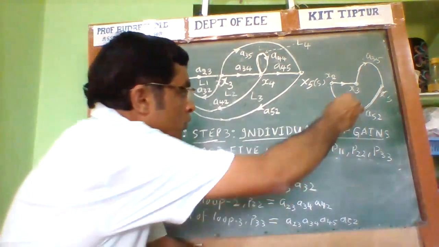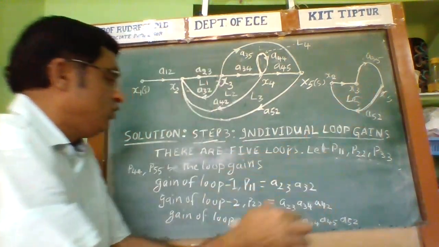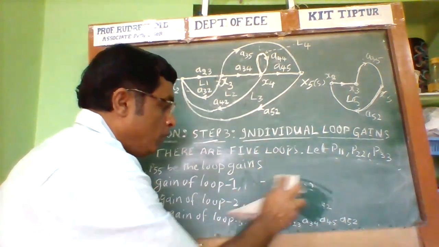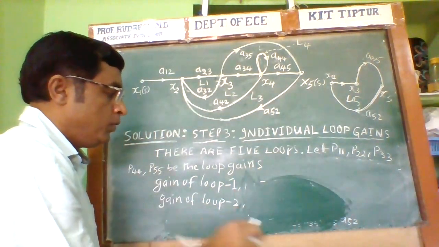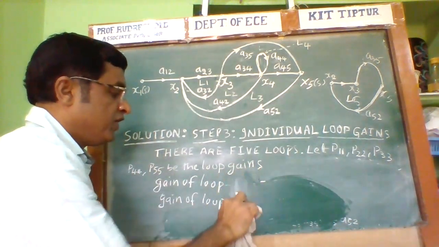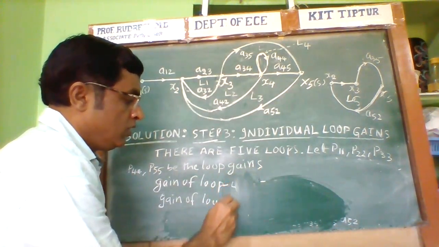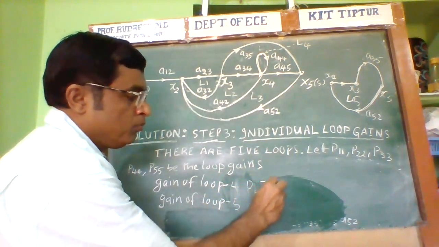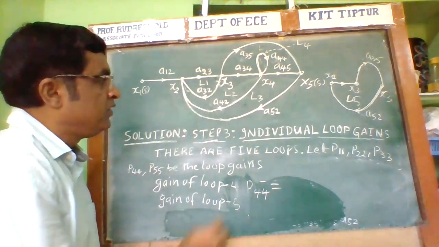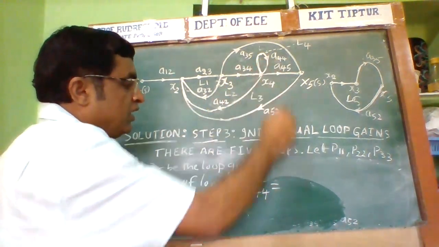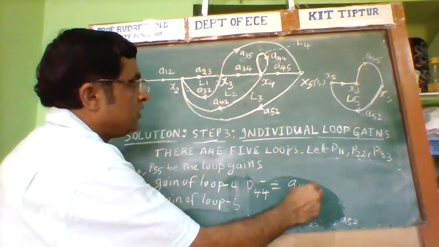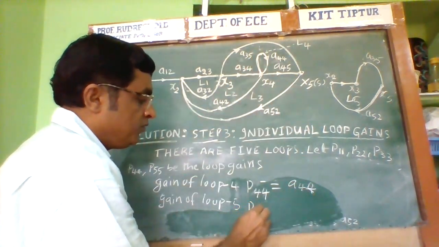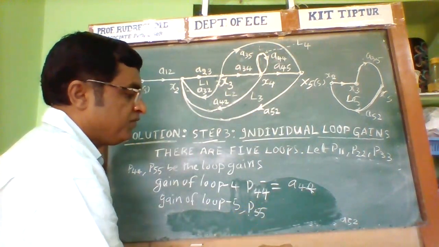This is the L5 loop. We need to calculate the L5 loop gain. Now, what is the gain of loops 4 and 5? The gain of loop 4 is denoted by P44. The value of P44 is A44, since this is only one branch. Similarly, the gain of the loop indicated by P55.